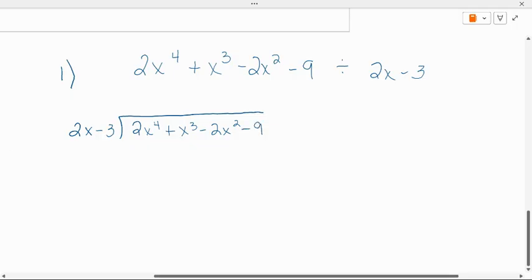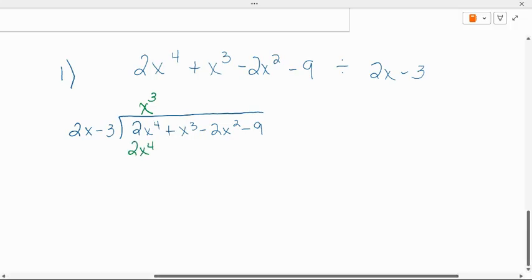All right. What can I multiply 2x by to make it equal 2x to the 4th? Noah. It's not x to the 4th. It's 1 power less. X to the 3rd. Okay. So 2x times x cubed is 2x to the 4th.